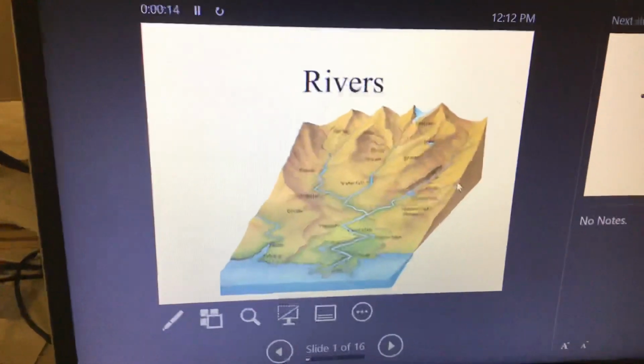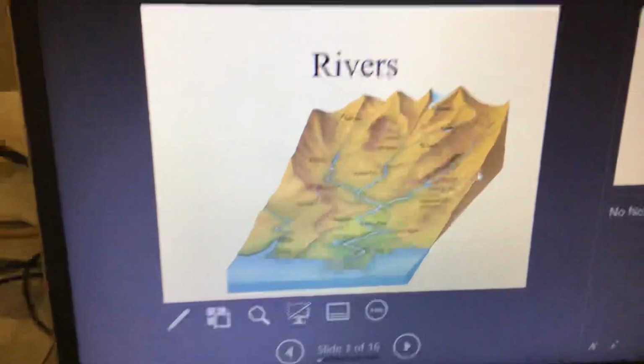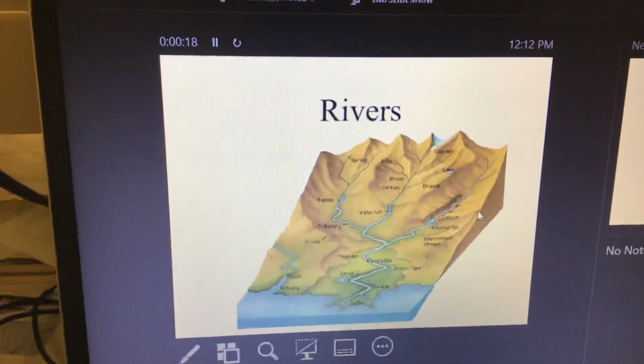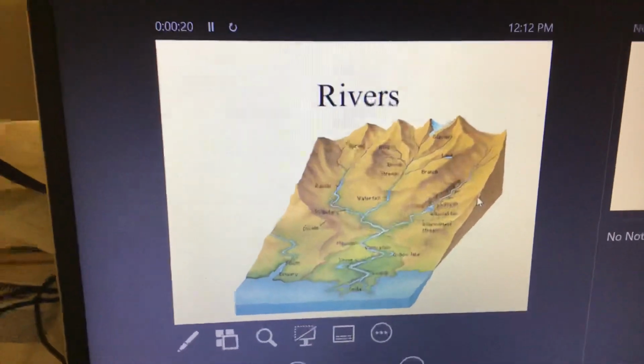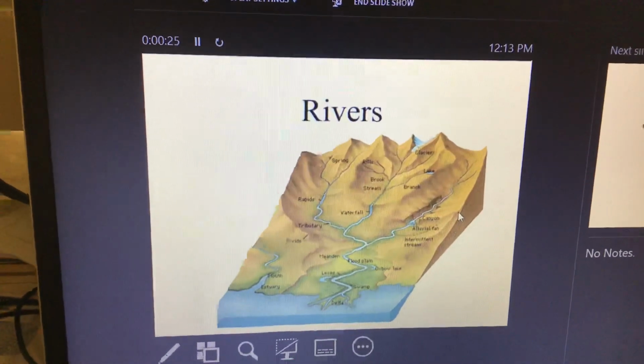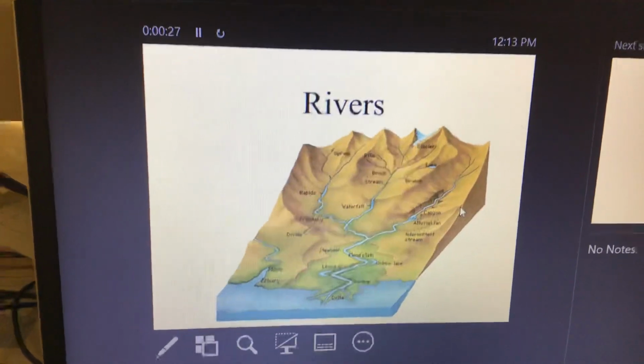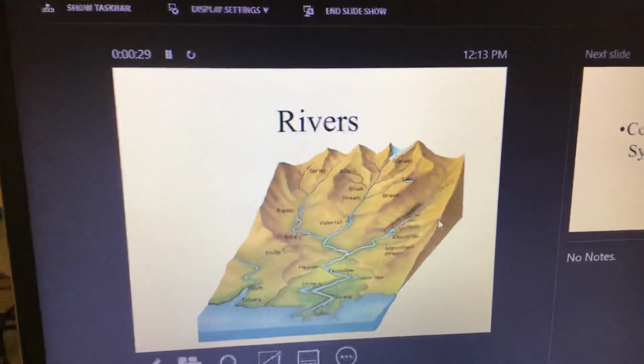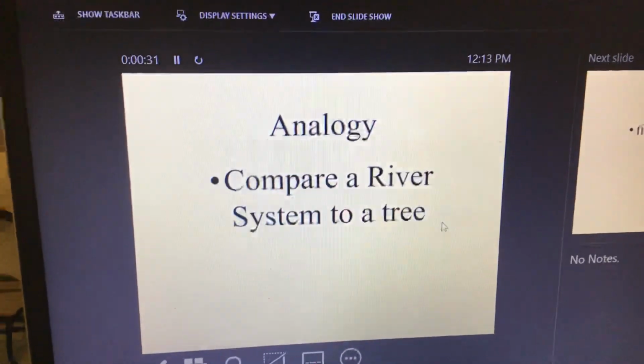Rivers is the topic for today. So, new chapter, rivers. This will end in a test, a non-open note, open book. So there will be no notes or books for this. So rivers is your heading.